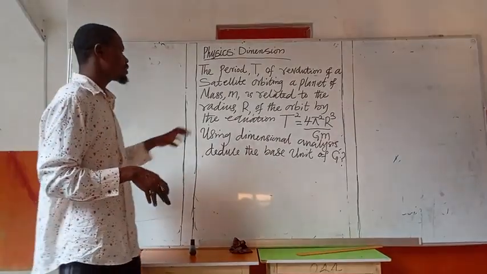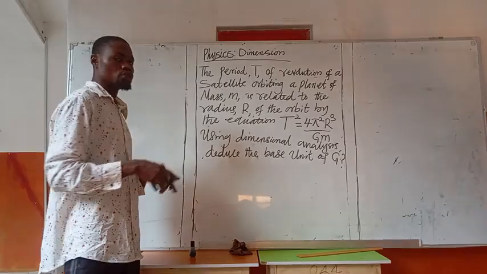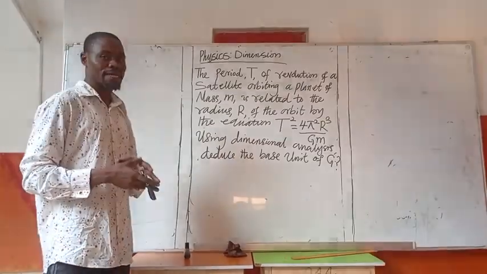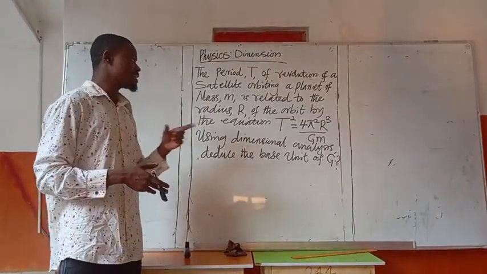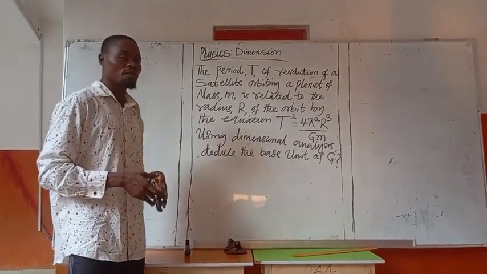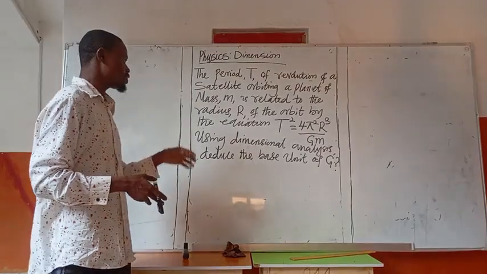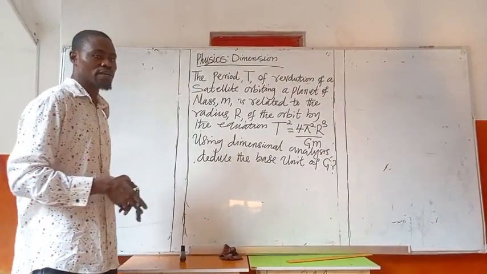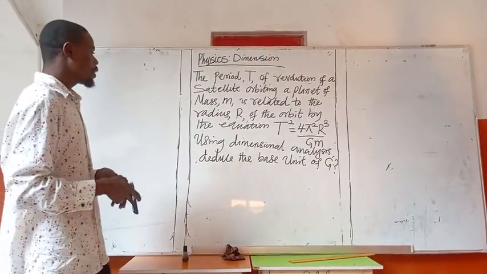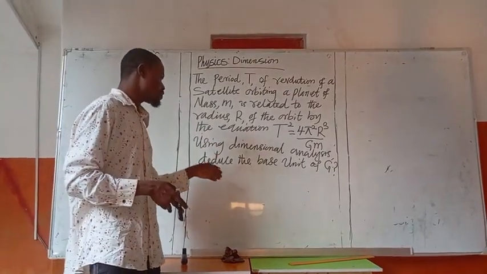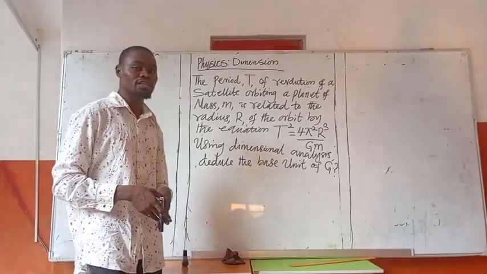The question says that the period T of revolution of a satellite orbiting a planet of mass M is related to the radius r of orbit by the equation T squared equals 4 pi squared r cubed all over GM. Using dimensional analysis, deduce the base unit of G.